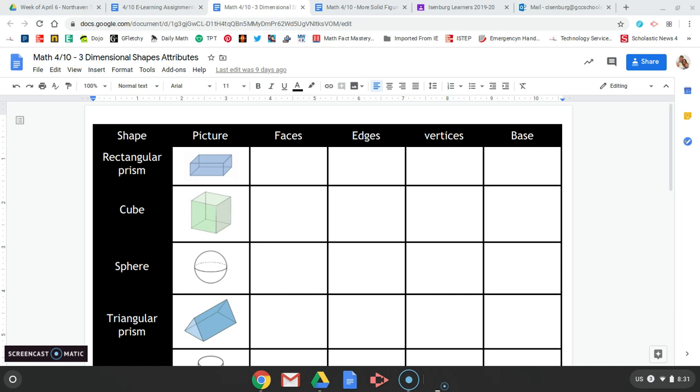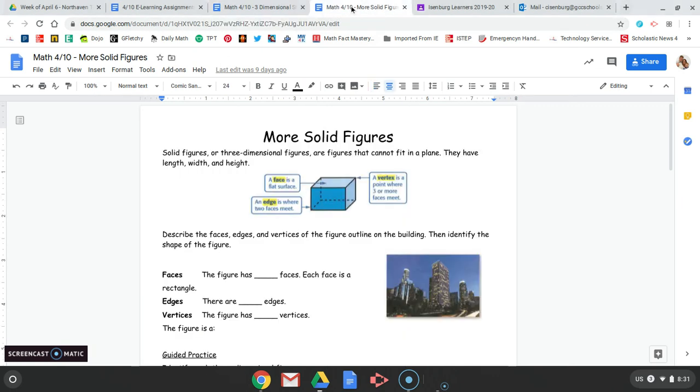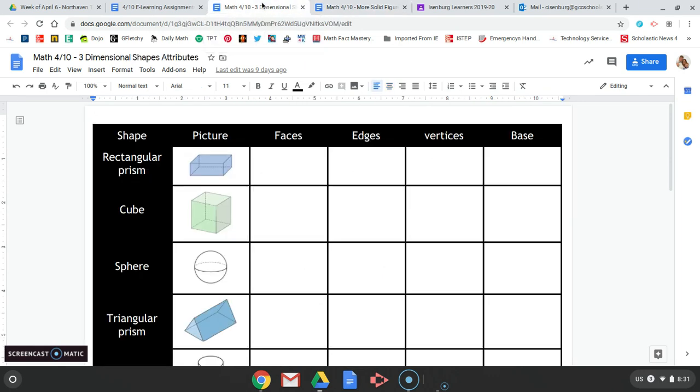You need to have two documents pulled up from your assignment page. One is called Math 410 Three-Dimensional Shape Attributes and looks like this. And then the other one you need to have pulled up says More Solid Figures, and it looks like this. So there's nothing in your math book for today. Everything you need is on your computer.